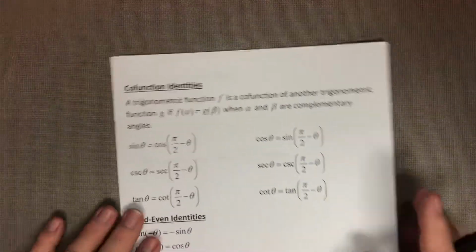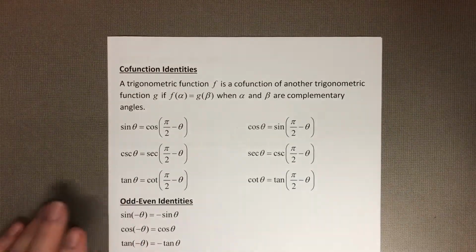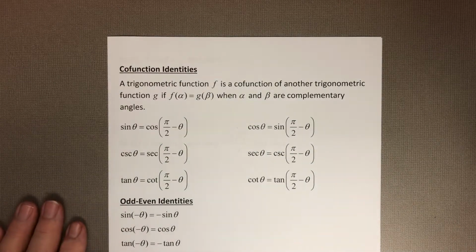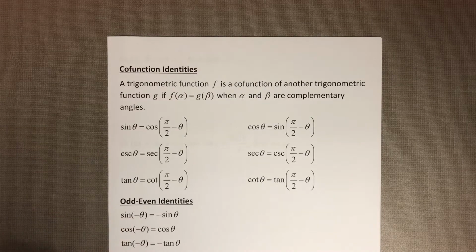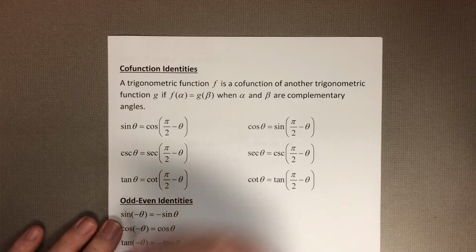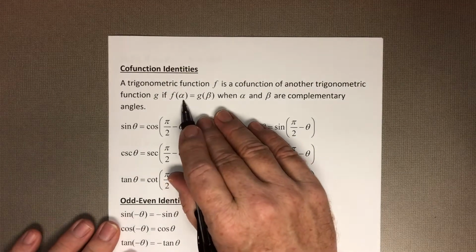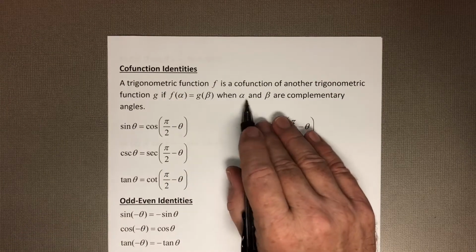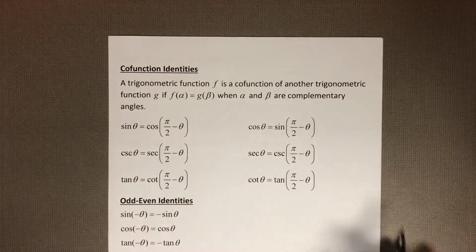All right, let's turn the page. Next, we're going to look at the cofunction identities. A trigonometric function f is a cofunction of another trigonometric function g if f of alpha is equal to g of beta, where alpha and beta are complementary angles.